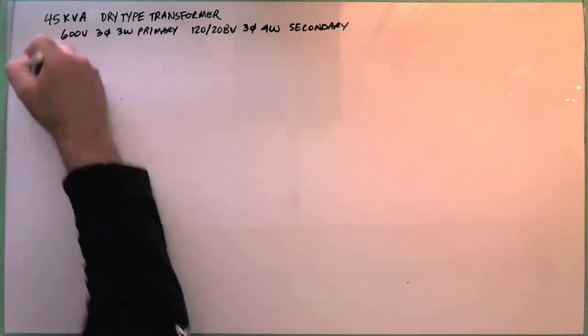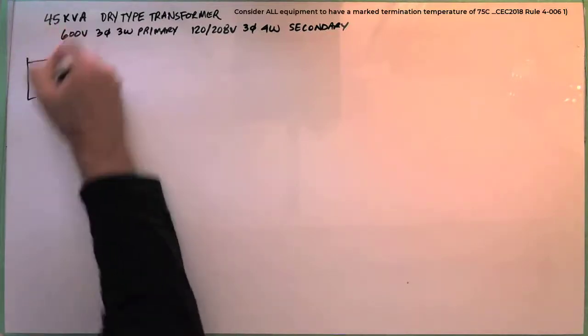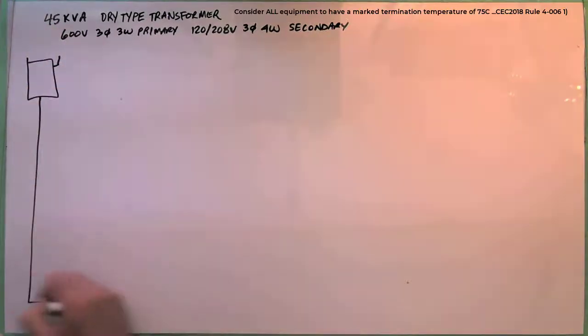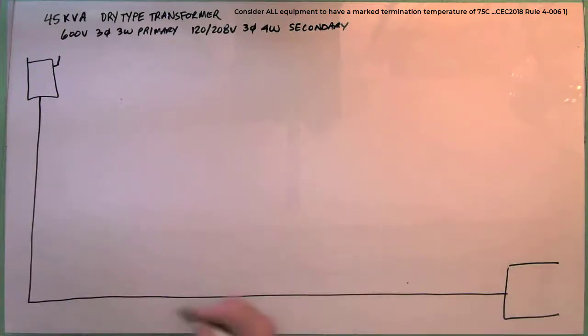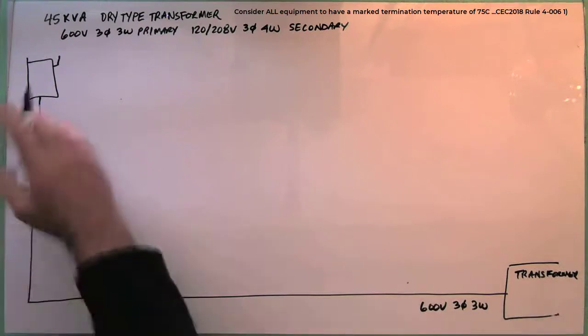So what I'm going to do is I'm going to do the beginning part on this side, on the primary side. Right, so here's my transformer over here. And I've got a 600 volt, 3-phase, 3-wire primary. So I'm going to do everything here.